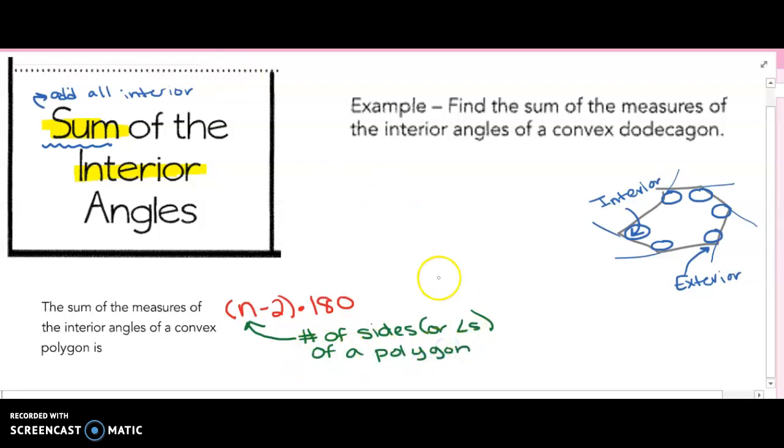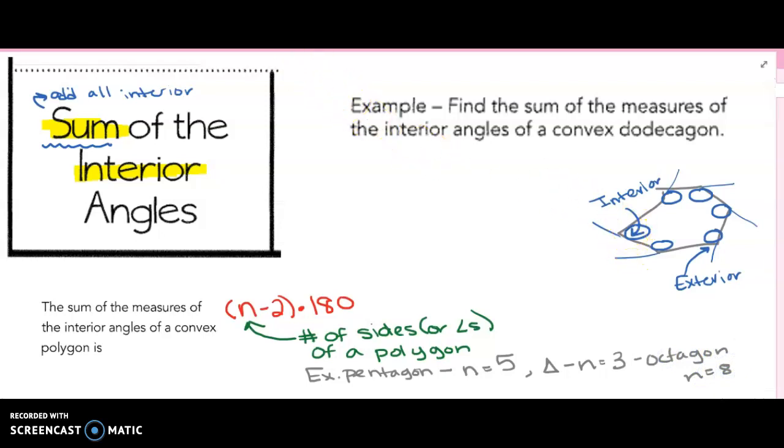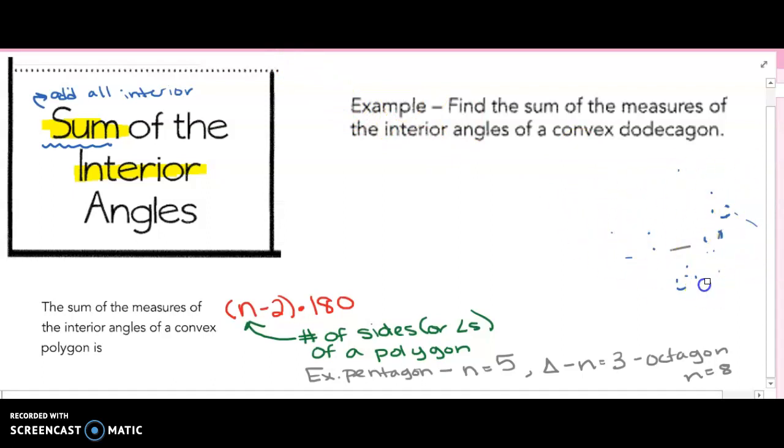Okay, so for example, if you have a pentagon, my n would be 5. If you have a triangle, my n would be 3. If you have an octagon, my n would be 8. Okay, so n represents the number of sides of a polygon. All right, let me erase this real quick, and then we'll look at this example.